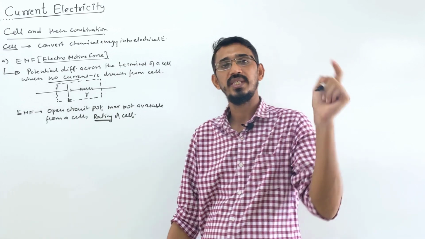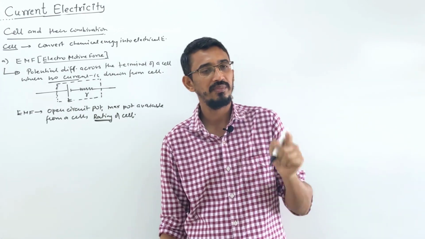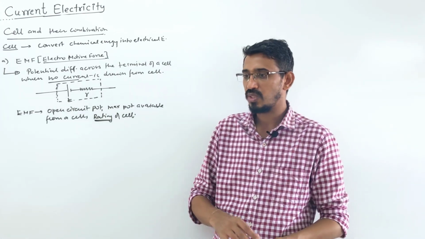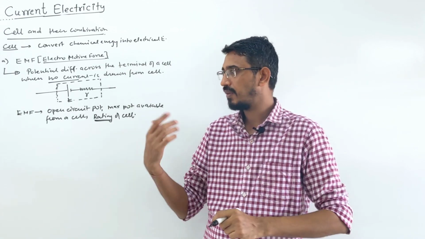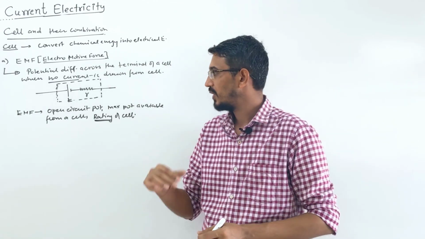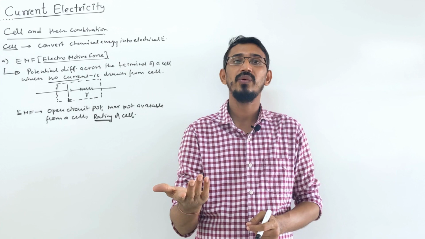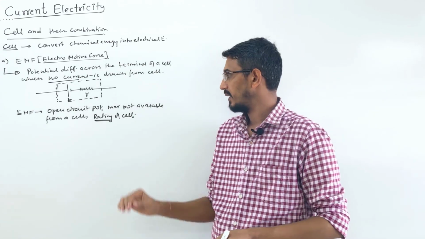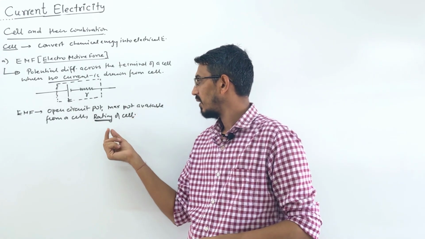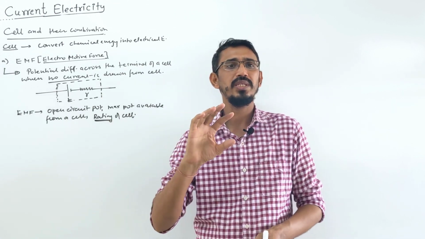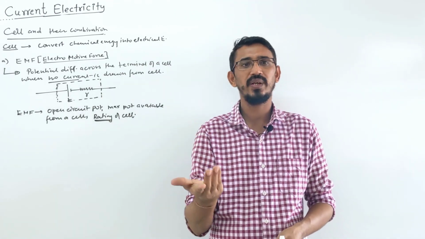Rating means what is written on the cell, that the maximum potential you can get from the cell is this much. Suppose you take mobile batteries, they have around 3.5 volt. So 3.5 volt is the EMF of that cell or battery. Yes. So it's the maximum potential available, also called the rating of the cell. This will not change with time.